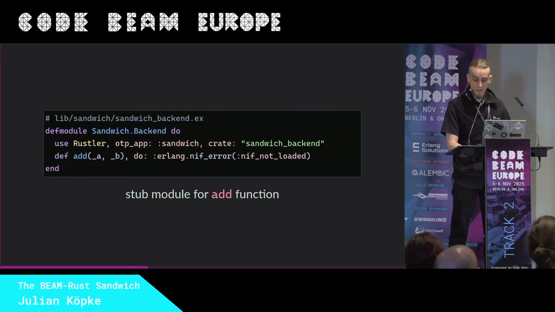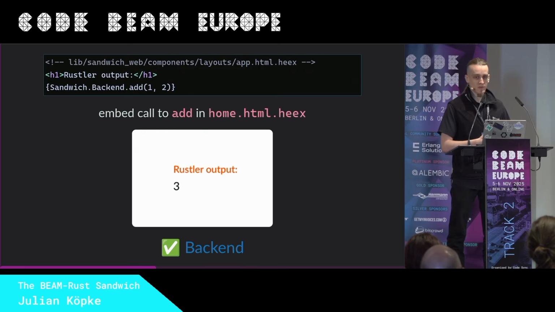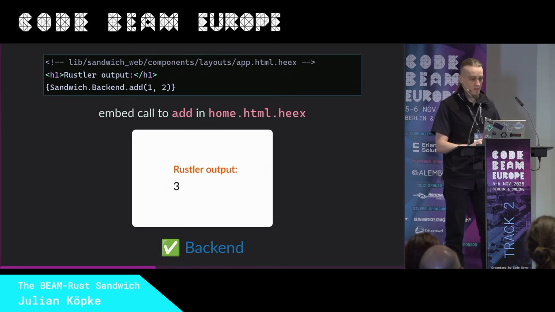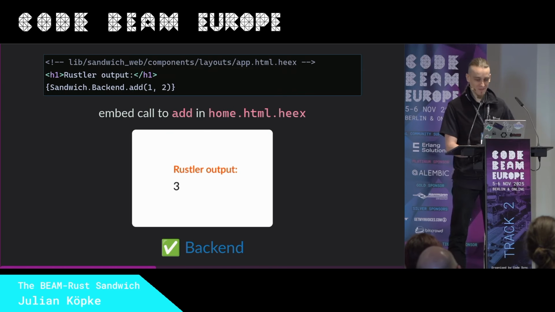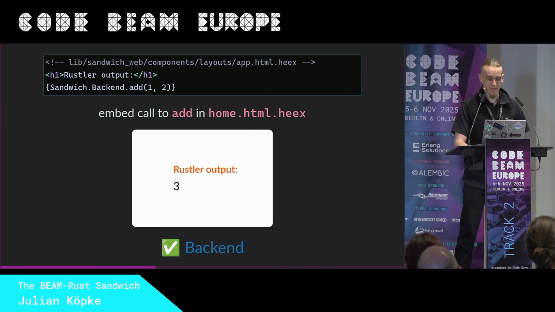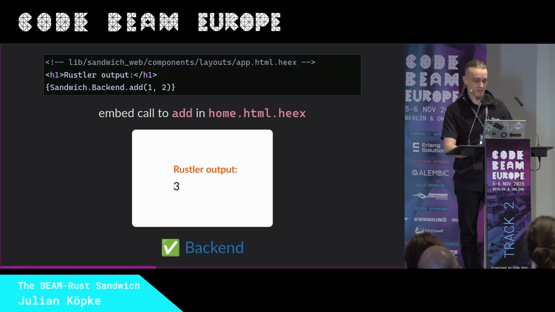And now we are already almost done. We just have to hook this up. So as an example, I just dropped it right into the HEEx template. We call Sandwich.Backend.add(1, 2), and we will get a return value of 3, which is calculated by our Rust code, which is great. So the backend is already done. It was really simple, and I'm actually surprised how easy it is already.